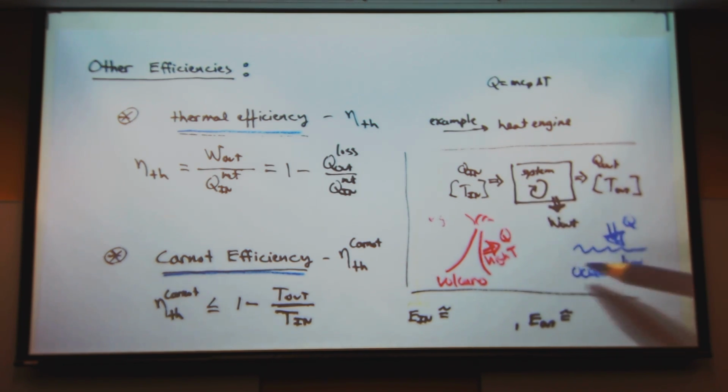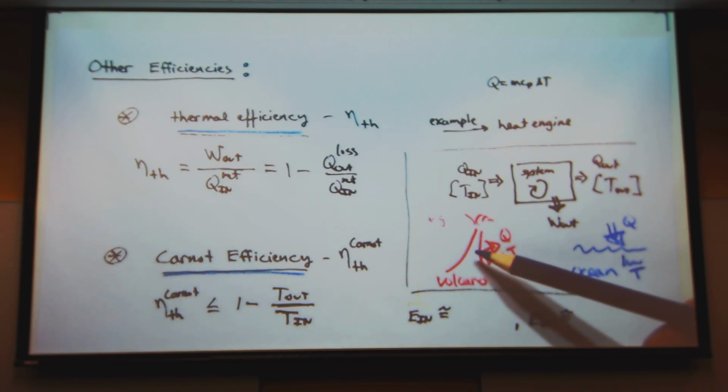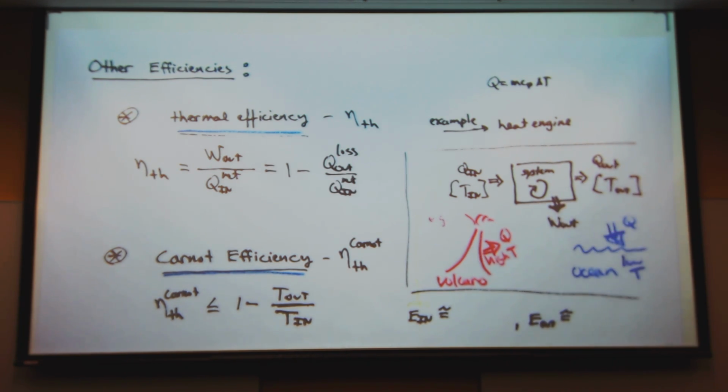And later on we'll talk about how you need both a source and a sink in order to have a heat engine. I can't just have a volcano, a system, and work output. I actually have to reject. You always have some heat you have to reject. But we'll get to that. But here's just an example of a heat engine.